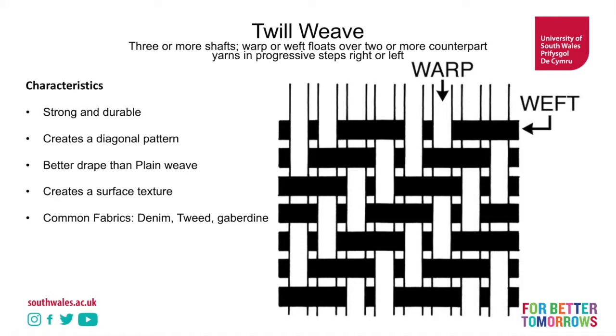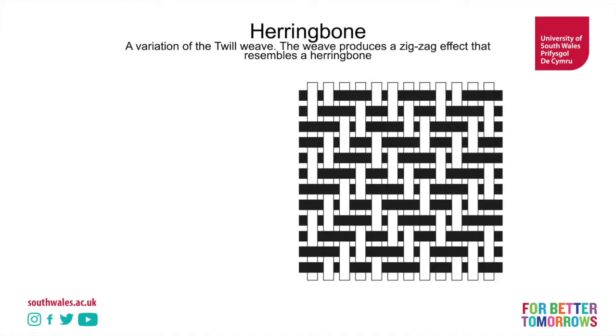It's very strong and durable, and creates a diagonal pattern. It's got a better drape than plain weave because of the way that the fabric is woven. It creates a bit of a surface texture, and you can see denim, tweed, gabardine, things like that. Not all denim uses a twill weave, not all twill weaves are denim, so it's important to know the difference. But very hard wearing, very strong, so used a lot in things like workwear.